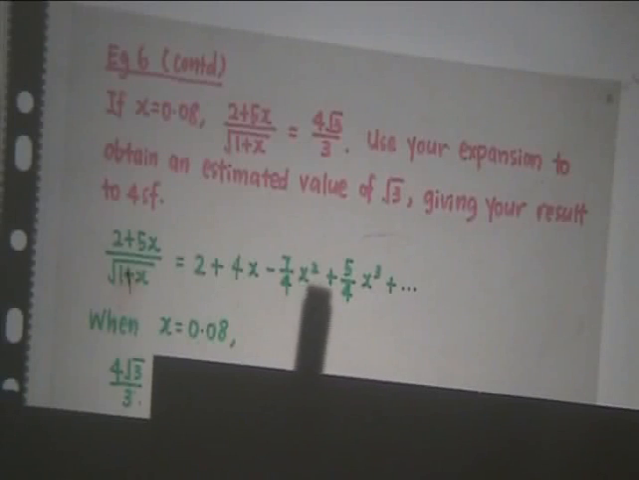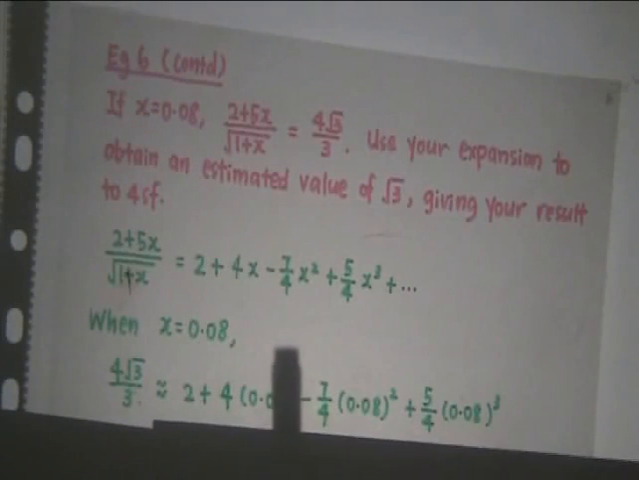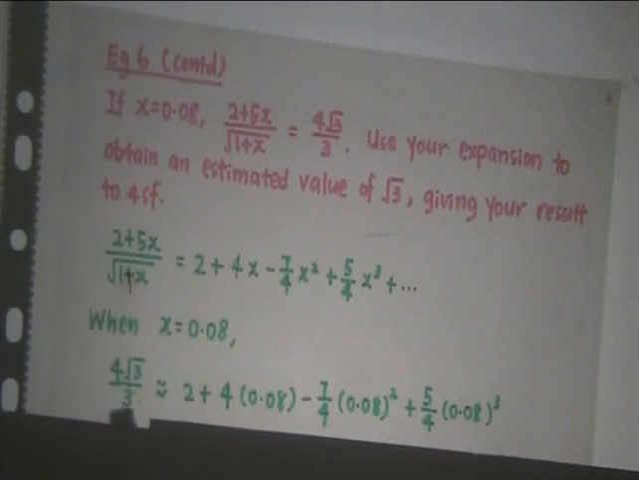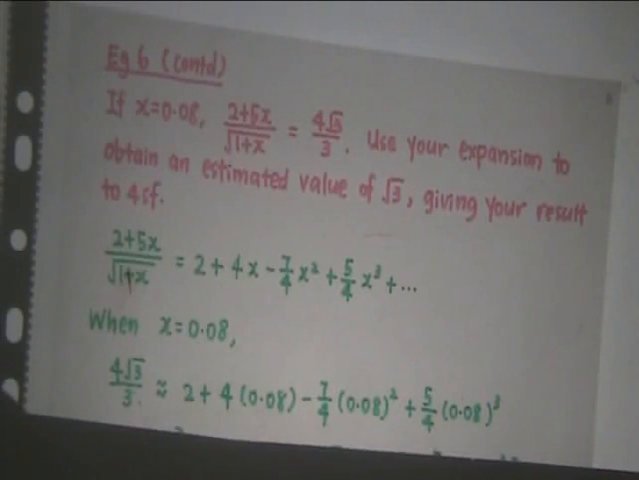So 4 square root 3 over 3 is approximately equal to 2 plus 4 times 0.08 minus 7 over 4 times 0.08 squared, and so on. You realize that I'm using the approximately equal to sign, and I'm not using the plus dot dot dot anymore, because I've taken away the plus dot dot dot. So the left hand side is no longer equal to the right hand side, but rather the left hand side is approximately equal to the right hand side.